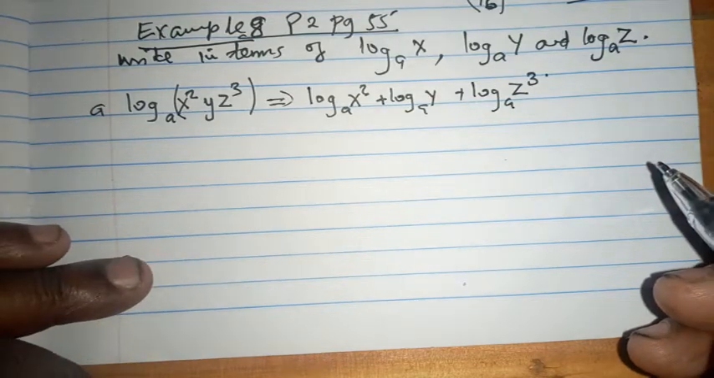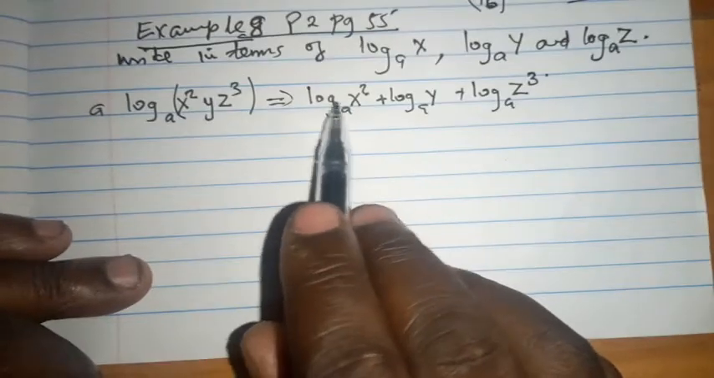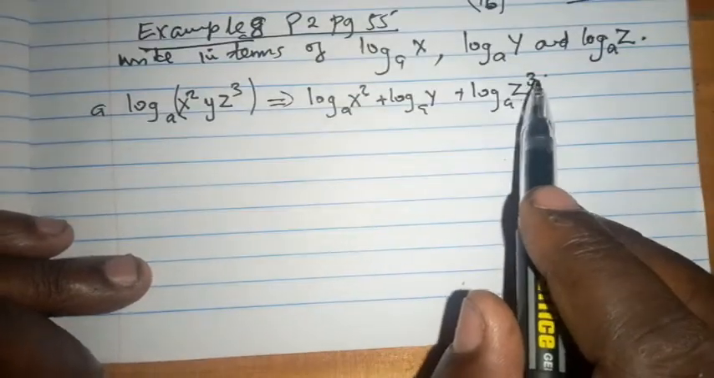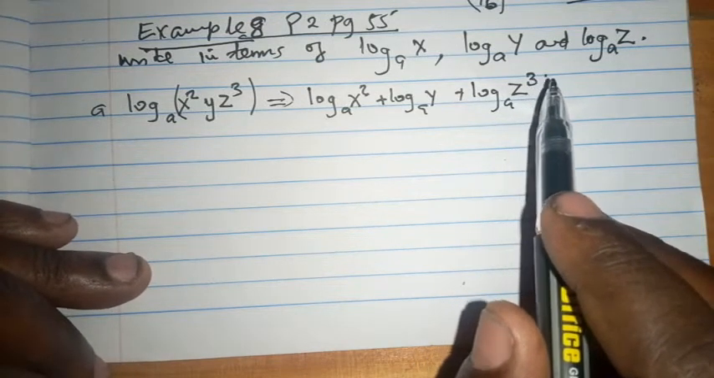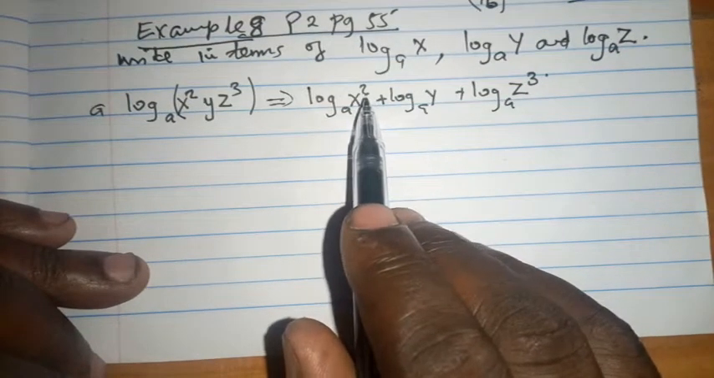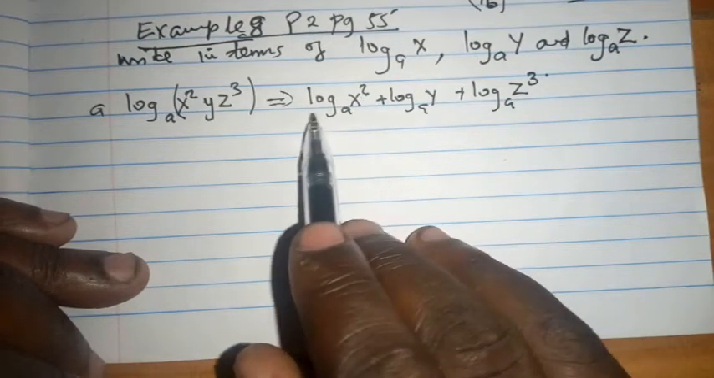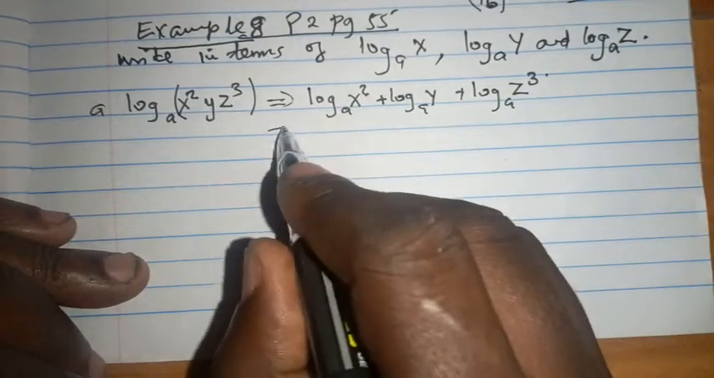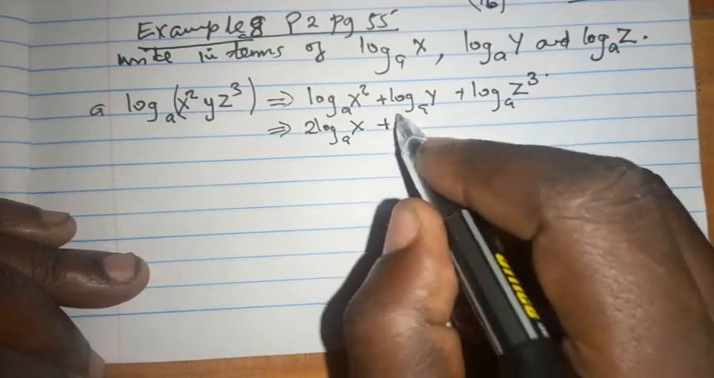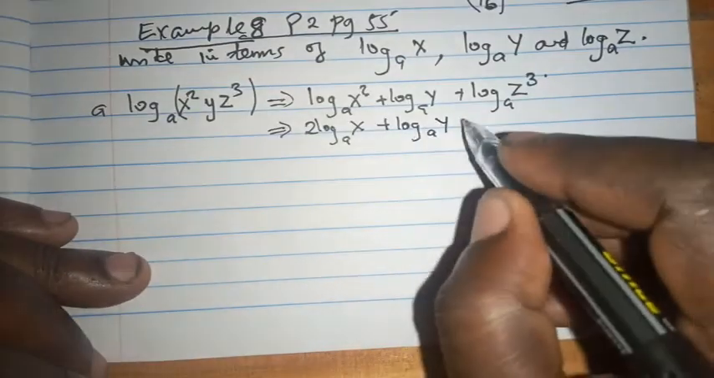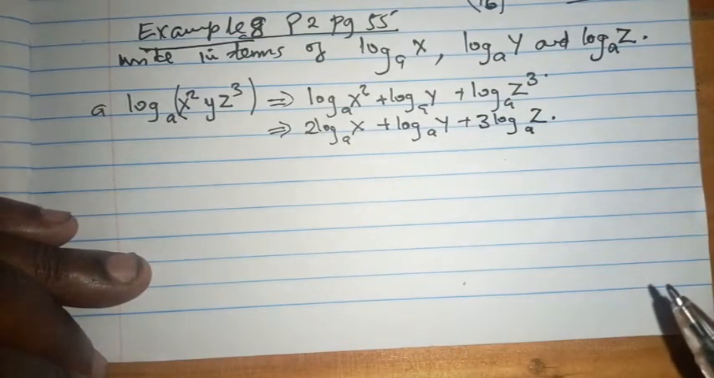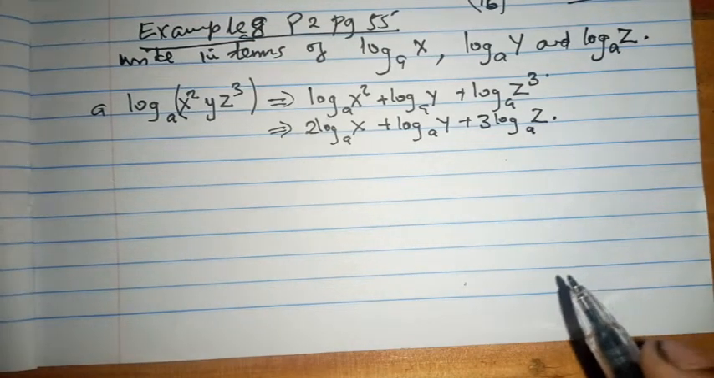And at that point, you would be able to realize this one can now be simplified, and to apply the index law or the power law, the index becomes a coefficient. Finally, we have 2 log a of x plus log a of y plus 3 log a of z. That is how we should write that.